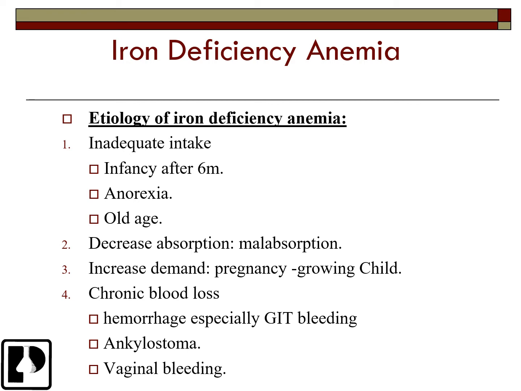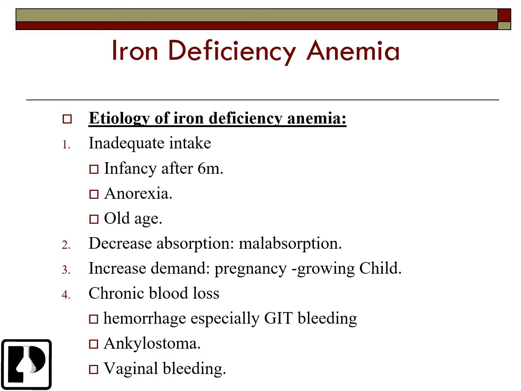Anorexia, patients who are not feeding well, and old age, where people usually also do not feed well, may lead to iron deficiency. Decreased absorption occurs in many diseases called malabsorption syndromes. Increased demand occurs in pregnancy and in growing children, and nowadays all the guidelines recommend taking iron for pregnant women because the iron stored in the woman is not sufficient for her and for the baby.